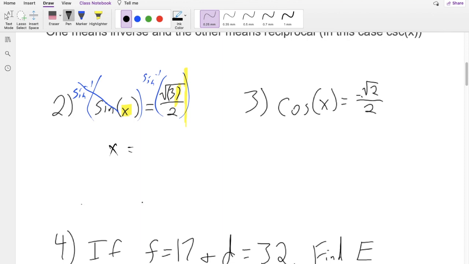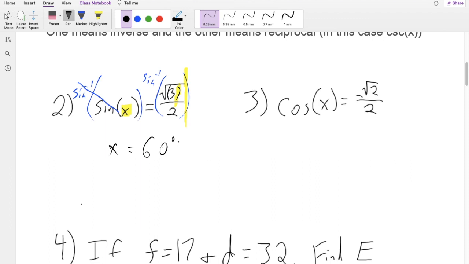So I get out 60 degrees because x is an angle. Anything inside of that sine is considered some kind of angle. So let's look at the next one.